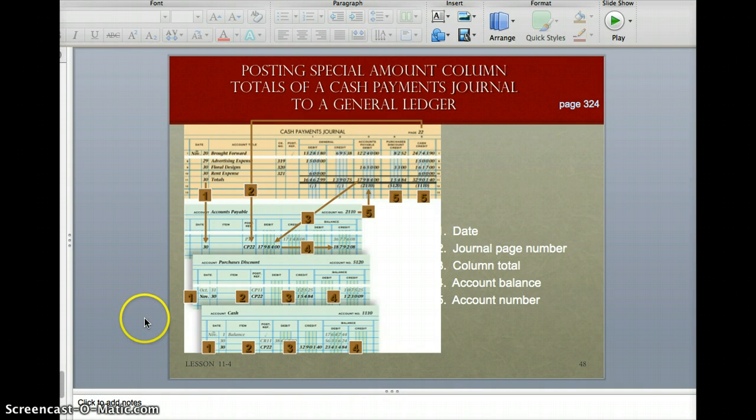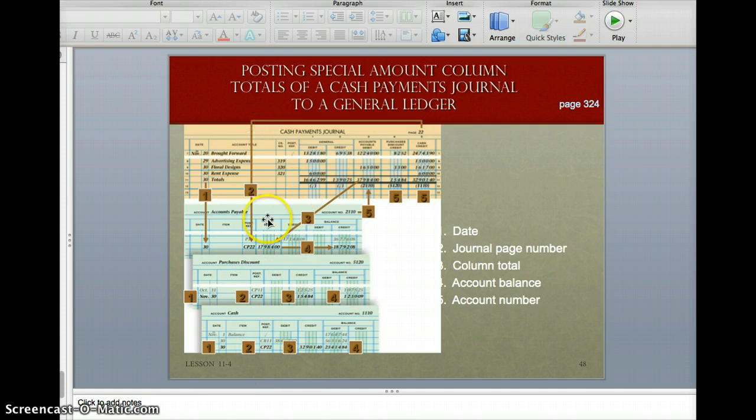And so when you look at that, and it's in the book on page 324, you can almost see it plainer than here. But you look at that, you see where there's a check mark in the general debit and the general credit column. Then you're going to post to right here, accounts payable, debit, right here, purchases discount credit, and here cash credit. So here you have accounts payable, purchases discount, and cash.